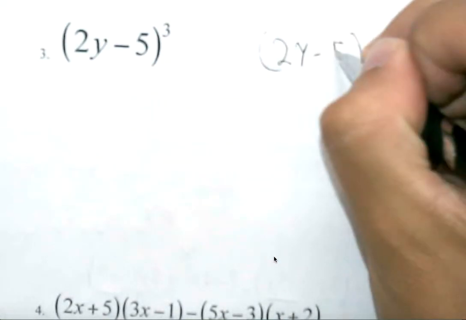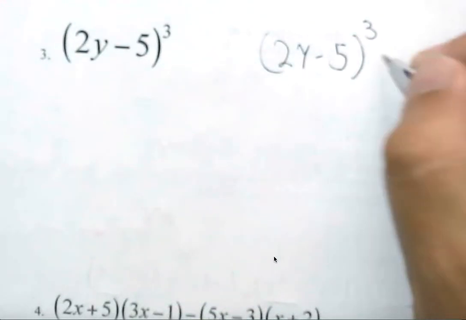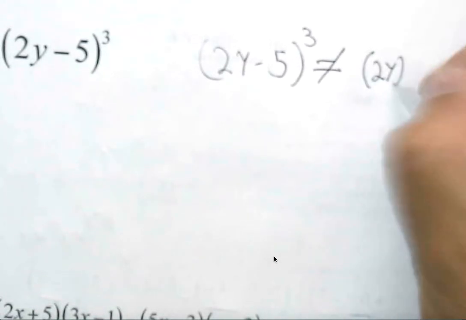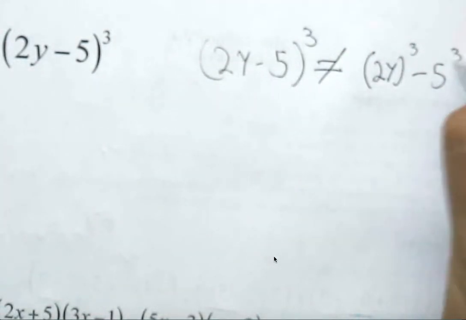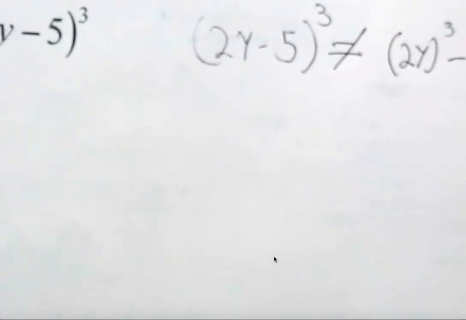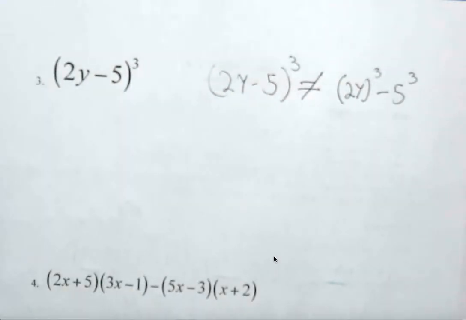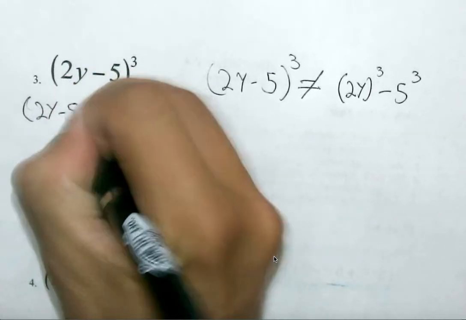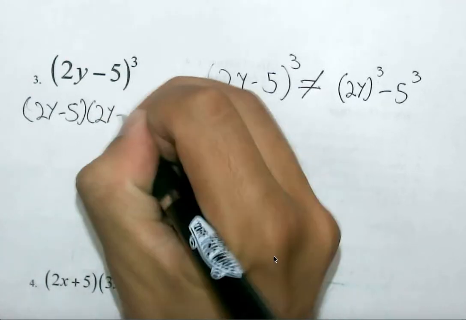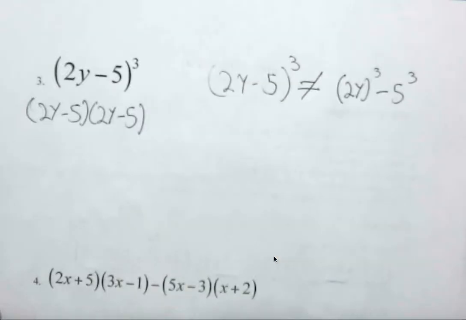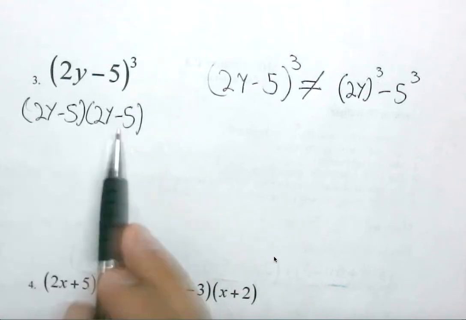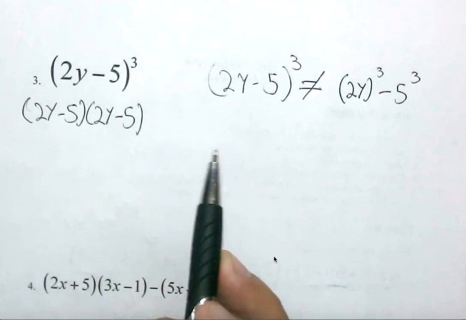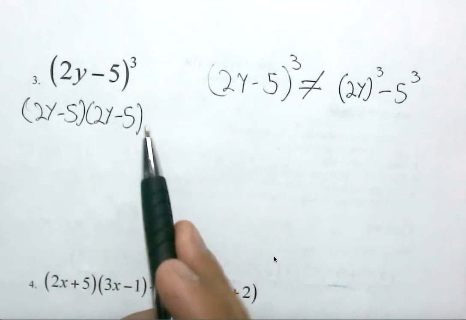If you have this set up and you're cubing it, please do not evaluate this as 2y to the third, subtracting 5 to the third. It won't work out. Think about this. You're cubing this binomial. You're taking this and multiplying the binomial by itself 3 times. Even if you stop at just 2 versions of it, that's squaring it, and this would definitely give you some outcome that's not going to be 4y squared minus 25.